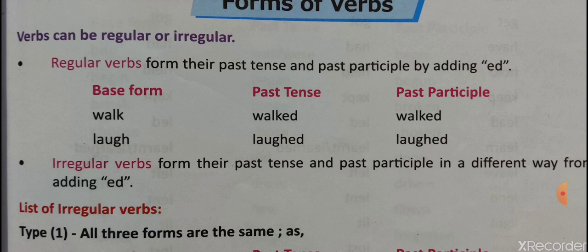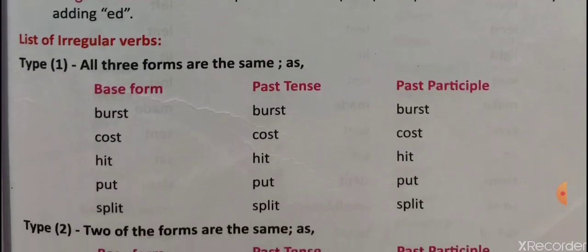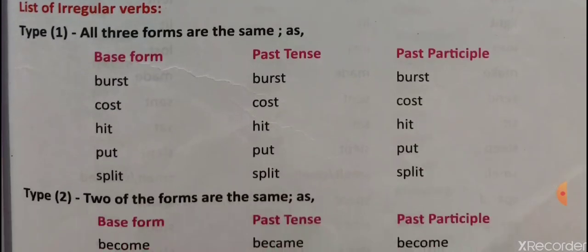Alright, so type 1 is where all three forms are the same. There are some verbs in which the base form, past form, and past participle form are all the same. For example, cut, hit, cost, put, split. So these are the words whose base form, past tense, and past participle are the same.